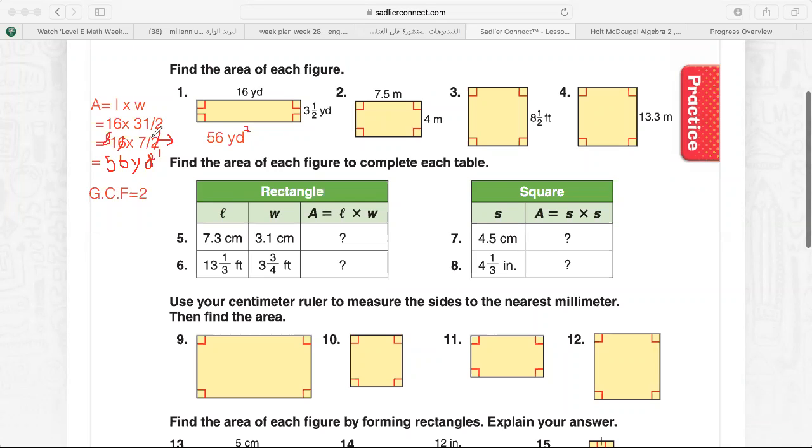Teacher, what is after 56 yards? Yard squared. Small 2 here. Yes. Okay? This is number 2. Teacher, still I did not finish.